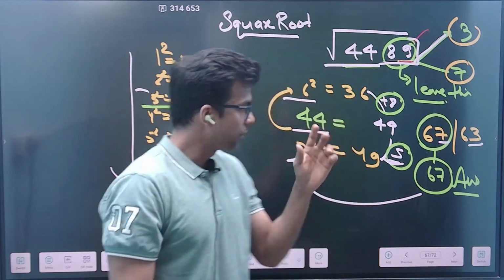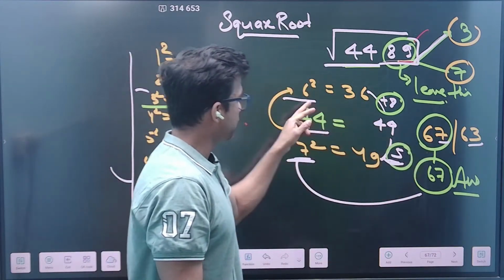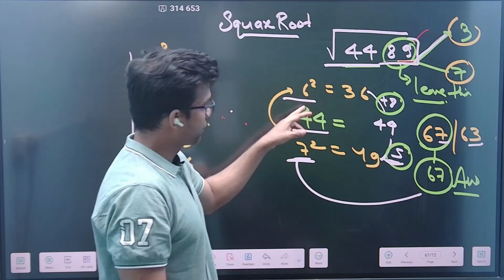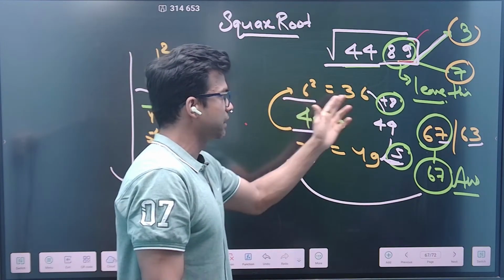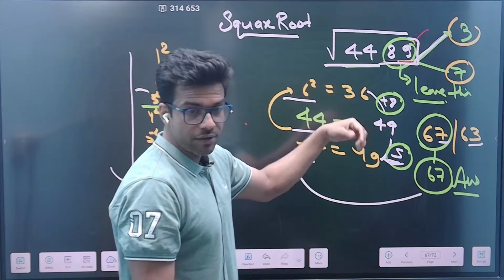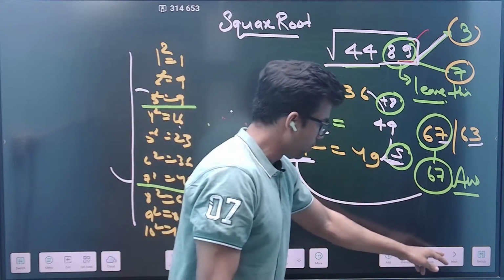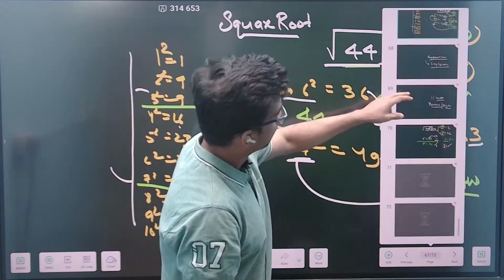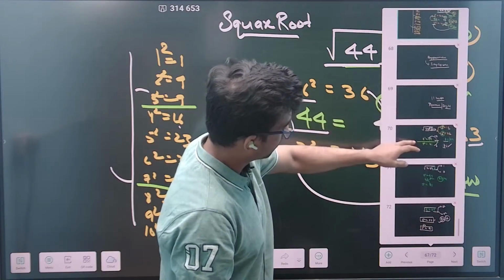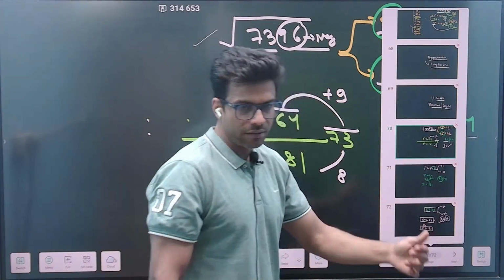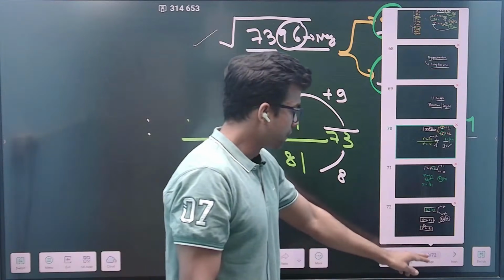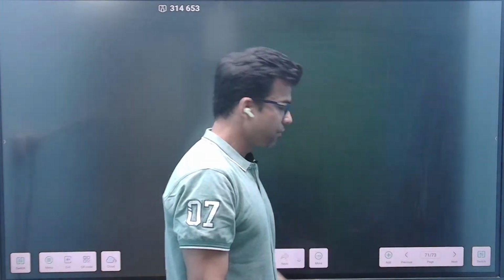The process is clear. Why have I taken 6? Because I need to take a smaller number, and 44 is near the 6 square, which is 36, and I always need to take the smaller number, correct? This we did yesterday, and I gave you a lot of problems to solve as well. Means I gave you a lot of problems like this one. It might be that you have practiced a lot, or you haven't.